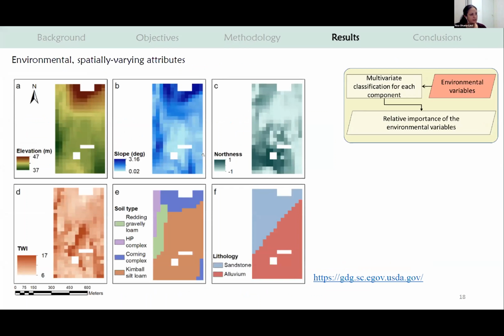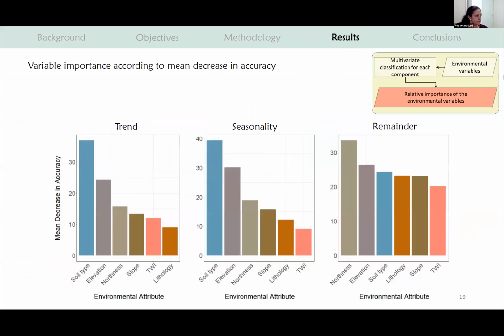And these are the variables that we use, the characteristics of the field, and we wanted to see whether these variables had anything to do with the spatial pattern of the management zones. So what we used was elevation, slope, northness, which is a proxy for aspect, topographic wetness index, soil type, and lithology. And we used random forest classifiers to see which of these variables was the strongest contributor to the spatial pattern of the management zones.